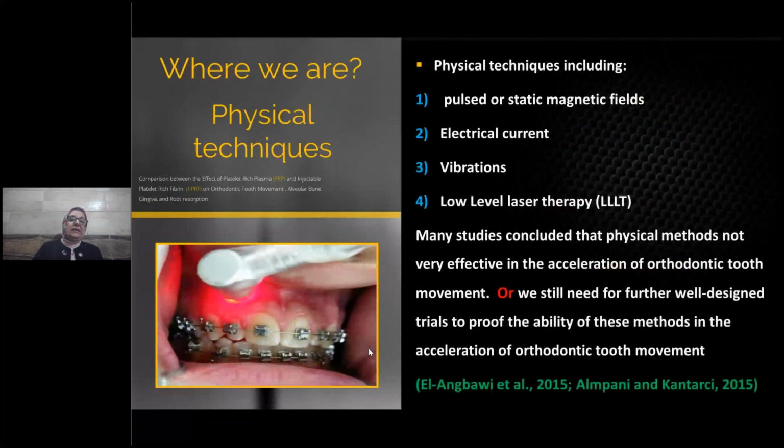Physical techniques include pulsed or static magnetic fields, electrical current, vibrations, and low-level laser therapy. Many studies concluded that physical methods are not very effective in the acceleration of orthodontic treatment. We still need further well-designed trials to prove the ability of these methods in the acceleration of orthodontic tooth movement.